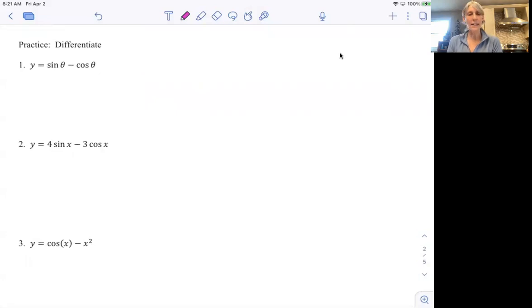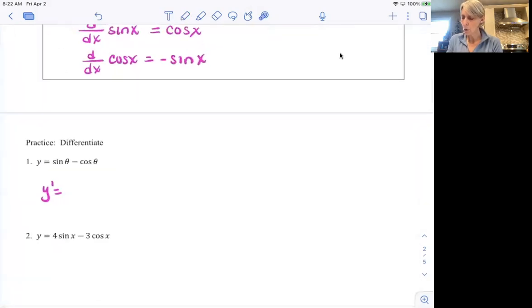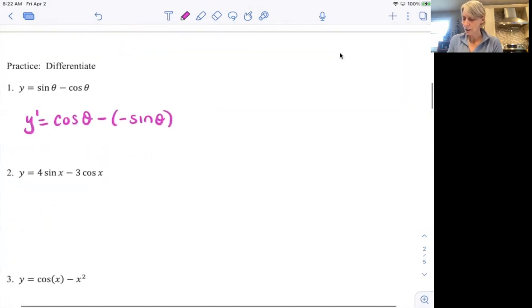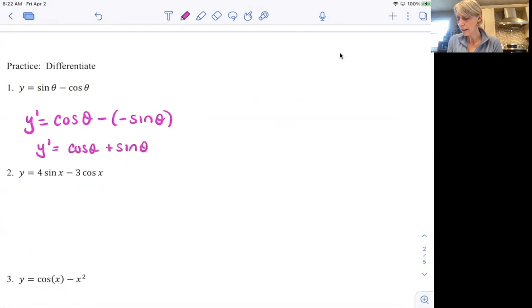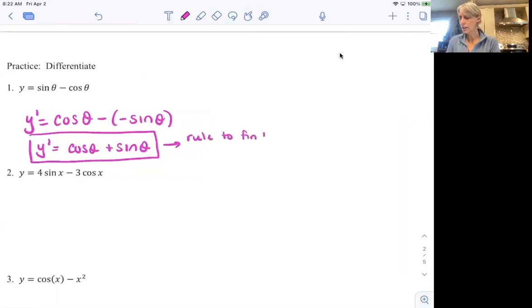So if y equals sine theta minus cosine theta, I could just say y prime equals, well, what's the derivative of sine? Cosine. What's the derivative of cosine? Negative sine. So this becomes term by term, cosine theta minus negative sine theta. Clean it up. Cosine theta plus sine theta. And that would be the derivative. And remember, this is a rule to find the slope of the tangent to the original function.